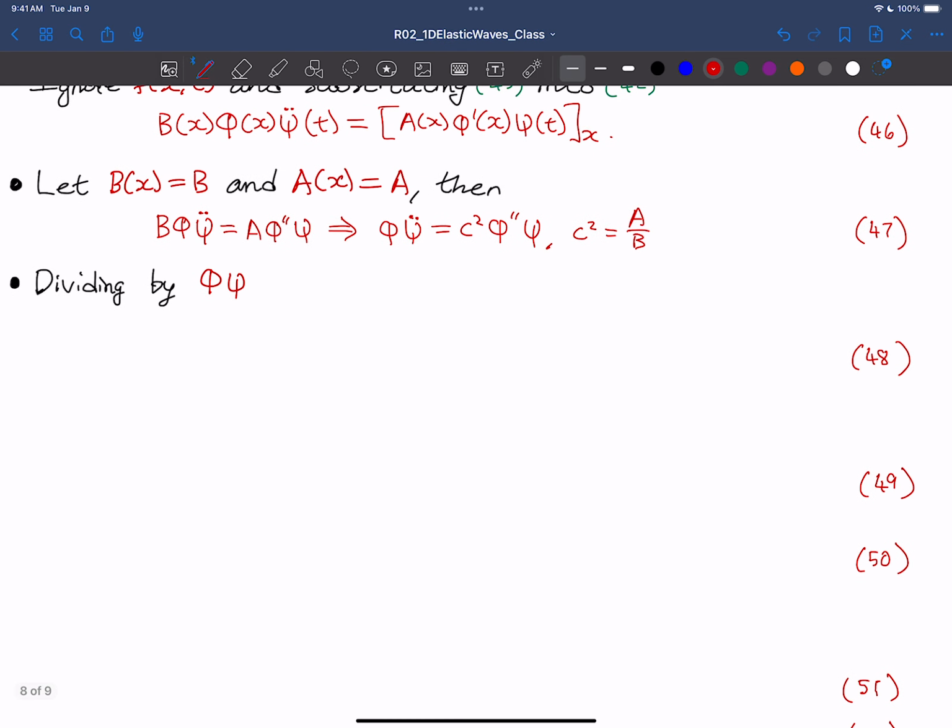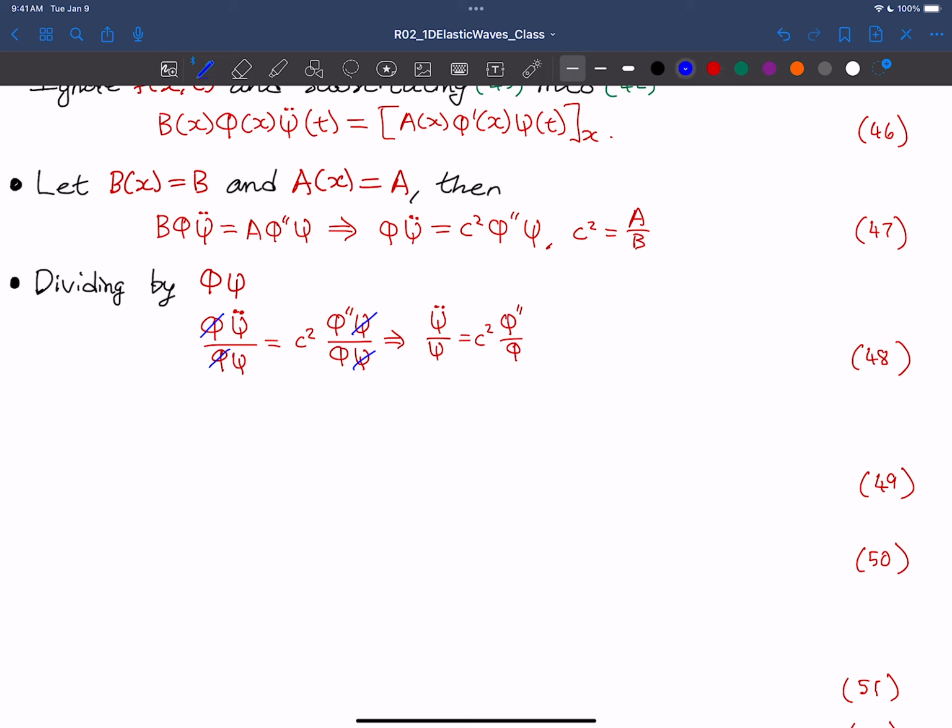At this stage, we're then going to divide both sides of that equation by phi times psi. So we get phi psi double dot divided by phi times psi is equal to c squared phi double prime psi divided by phi psi. And we can eliminate a phi on the left and a psi on the right, such that we have psi double dot over psi is equal to c squared phi double prime over phi.